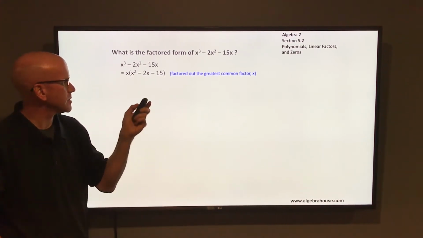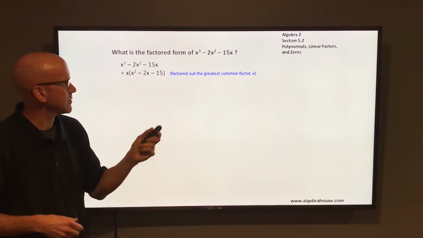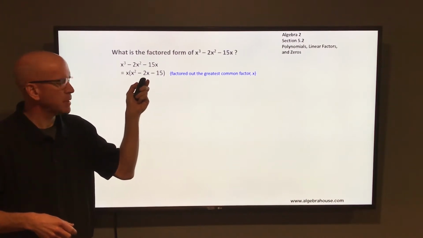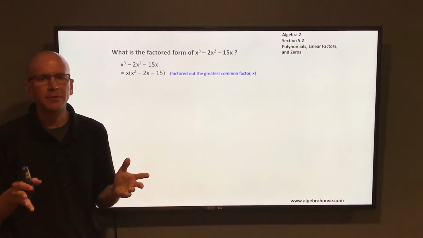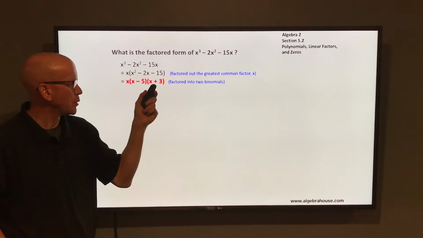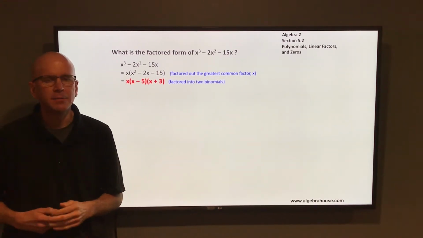Well, the first terms of the two binomials make x squared, so they'd be x and x. The second terms of the two binomials multiply to make negative 15 and add to make that middle coefficient of negative 2. So think of two numbers that multiply to make negative 15 and add to make negative 2. It'd be negative 5 and 3. So completely factored, that is x times x minus 5 times x plus 3.